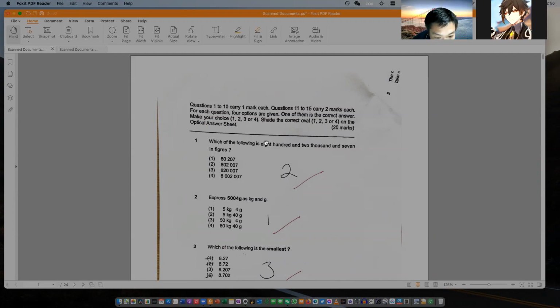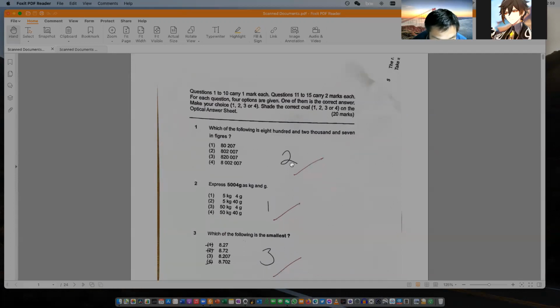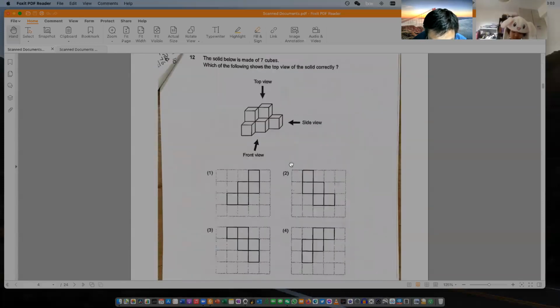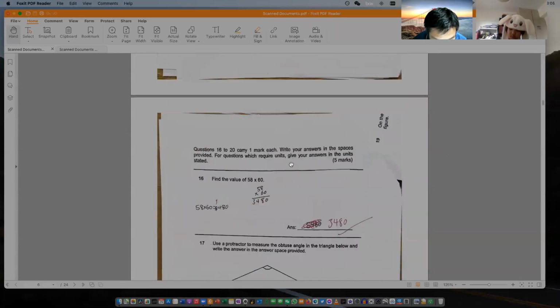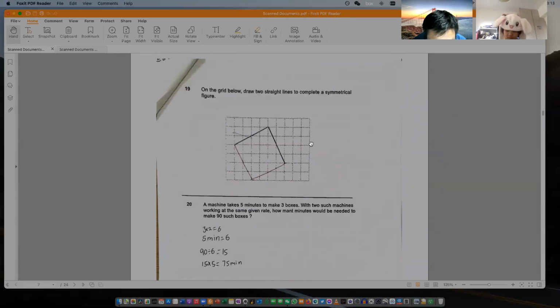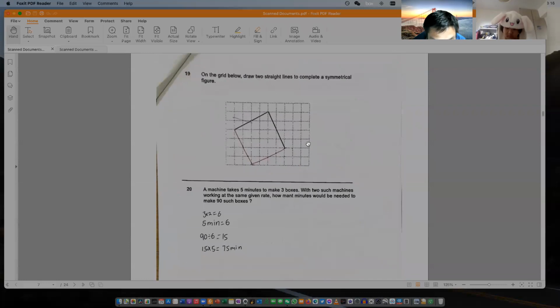Okay. Let's get started. So for this for the MCQ, okay, you have no problem with MCQ. All right. And then, oh, wow. For this paper, you're doing quite well. Okay, no, I didn't do quite well. I died. You died? Why? What do you mean?